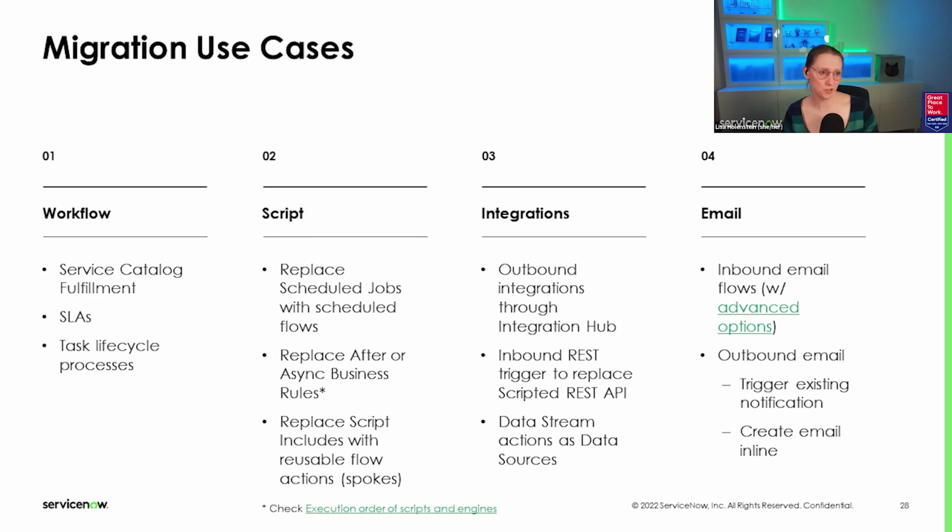What are some migration use cases? So from workflow, you will move stuff like service catalog fulfillment, SLAs, SLA tracking or OLAs, and basically any task life cycle processes. If you have more complex processes, consider using Process Automation Designer as mentioned before. So you probably have one or two giant workflows somewhere that go, I don't know how many rounds and back and forth and so many phases and stages. Consider using a Process Automation Designer for those.